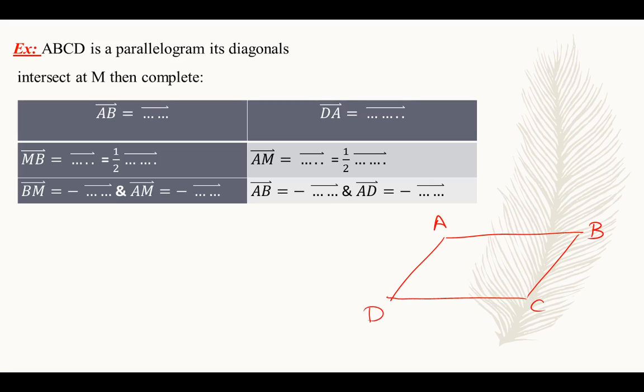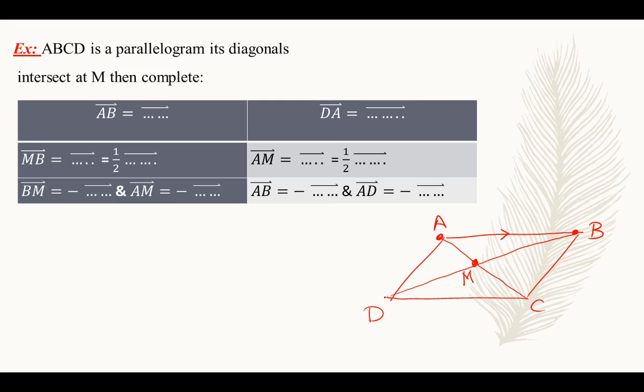ABCD is a parallelogram. Its diagonals AC and BD intersect at the point M. So we will write here, this is the point M. Here the directed line segment AB has its starting point A and its terminal point B, and this is the directed line segment AB.